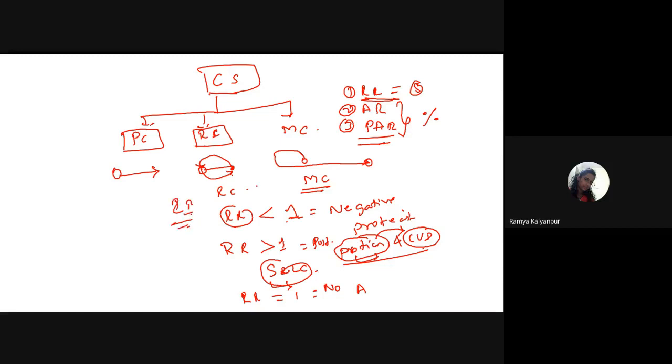After the cohort study, we have another type of analytical study, that is the case control study. In a case control study, cases are the individuals affected by the disease, and controls are those not affected by the disease.